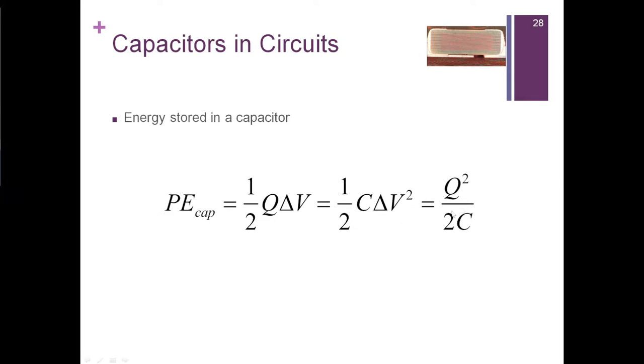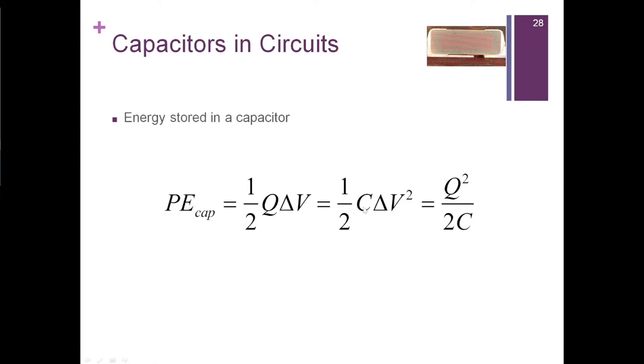This formula here tells you not the amount of charge stored in a capacitor, but the amount of energy that's stored in a capacitor. Again, capacitors can kind of be used as batteries. You can store energy in them to discharge and use again later. And so here we have the energy stored in a capacitor. Potential energy tells you it's stored. Cap tells you that it's in a capacitor.